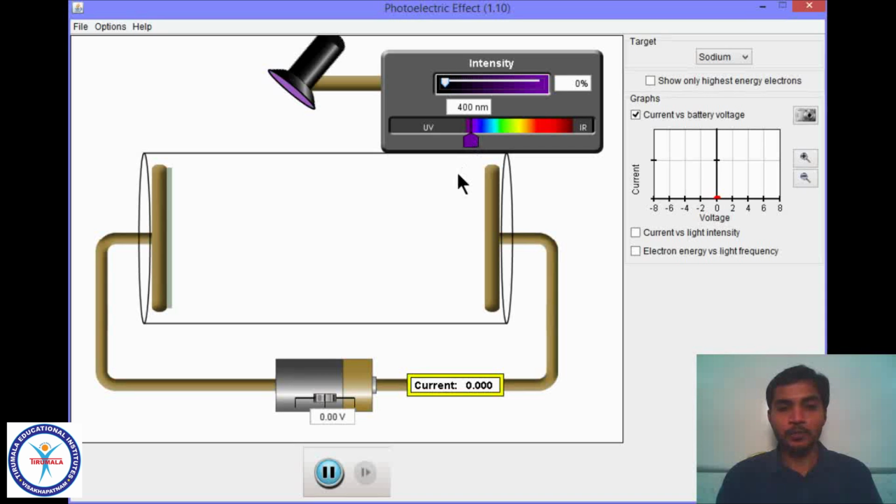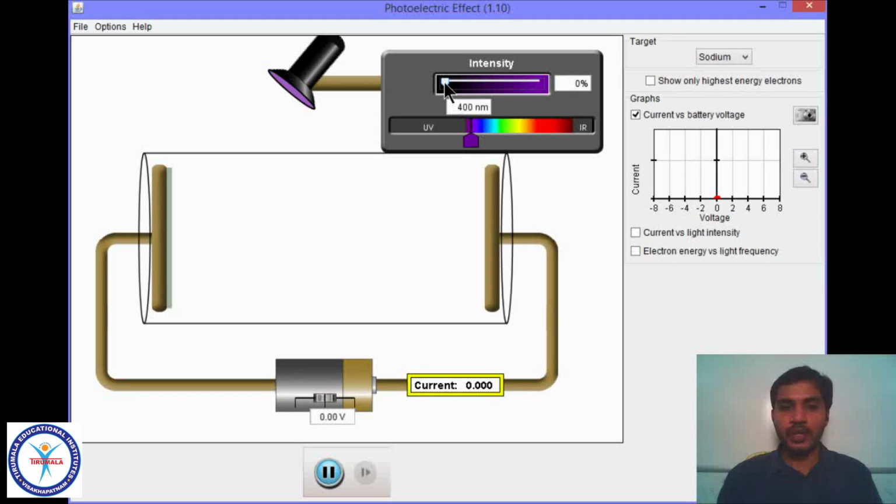Now, apart from that, there are two more quantities which you'll have to look at. This one here is the voltage of the battery. I can make it positive or negative either by moving the switch to the right or to the left. Presently it is at 0, and similarly here you can observe the photocurrent that is established in the circuit. Okay, now let's see what happens when I increase the intensity.